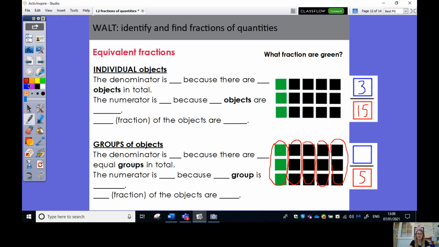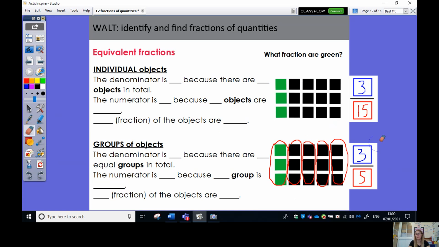Okay. Then I need to look at the numerator. So the numerator is going to be how many are green? Now, is my numerator going to be 3? 3 fifths are green. Do you agree or disagree with me? I want you to have a think about whether you think that is correct.